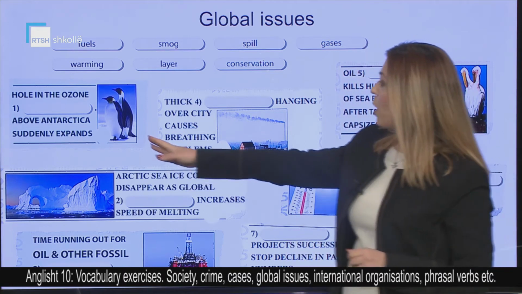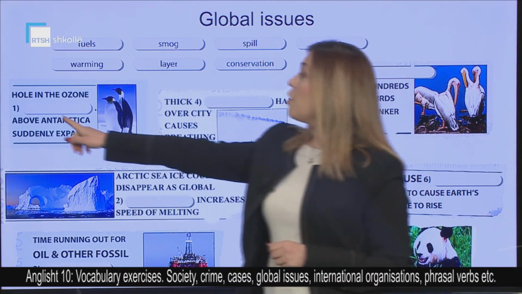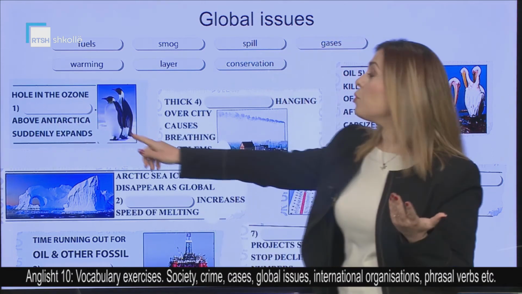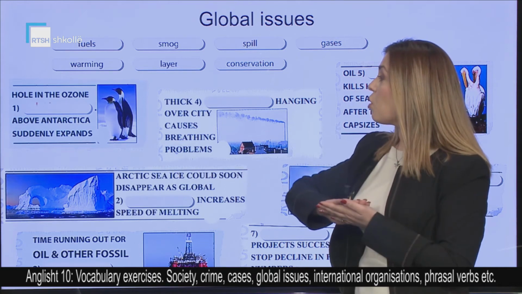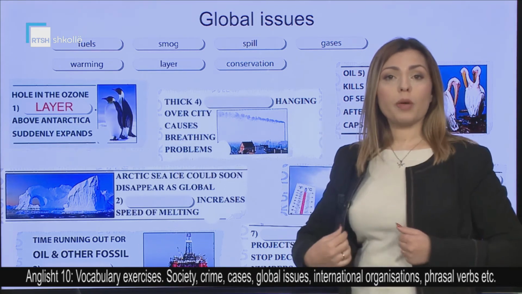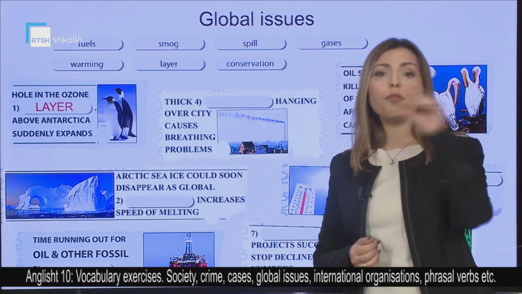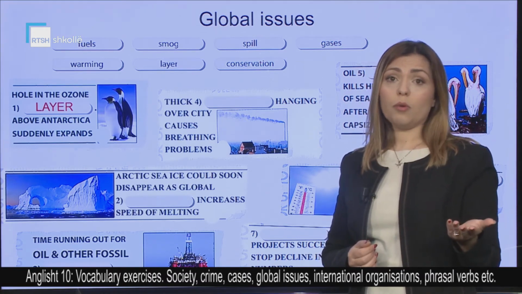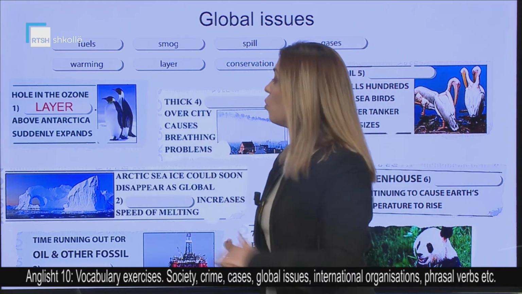Take a look at number 1. The hole in the ozone, how have you heard that? It's the ozone layer. So in the ozone, we have got different layers. And you know now that there is a hole.